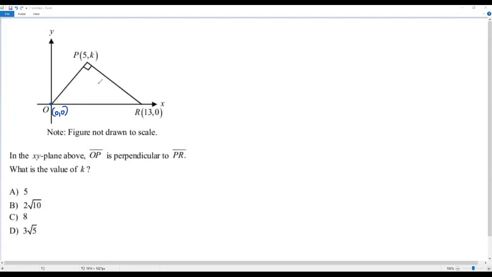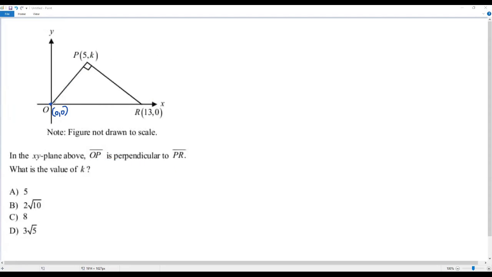Now what we can do is, using these 2 points, we can get the slope of this line segment PR, and also using these 2 points, we can get the slope of this line segment OP. And we can use this information, that OP is perpendicular to PR, so we multiply the slopes, and the product of the two slopes must be equal to -1. So using that, I will be able to get the value of this constant K.